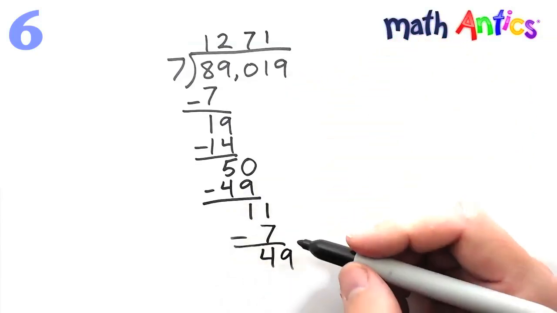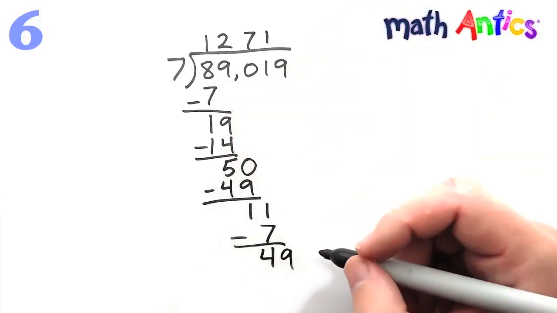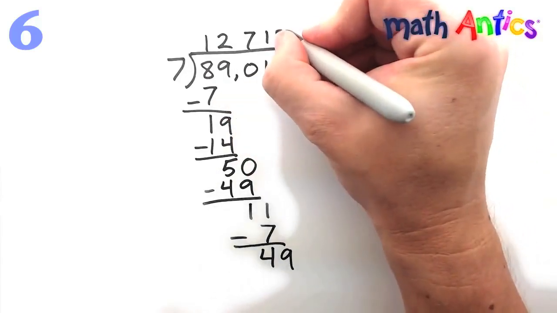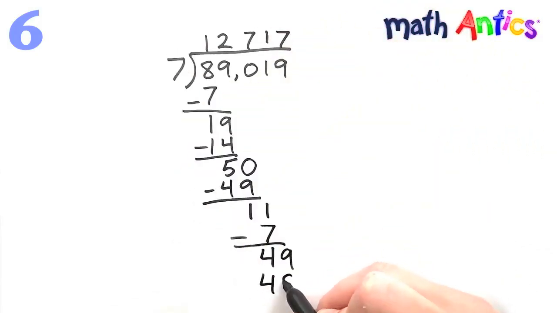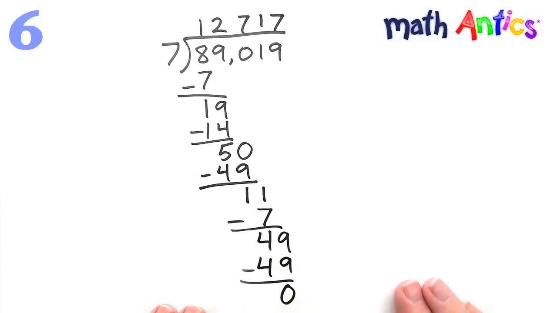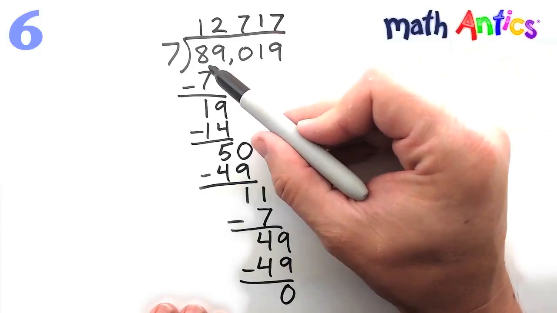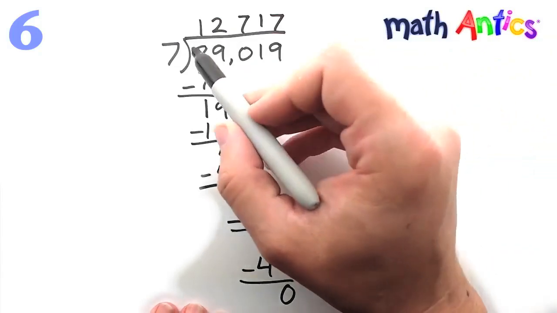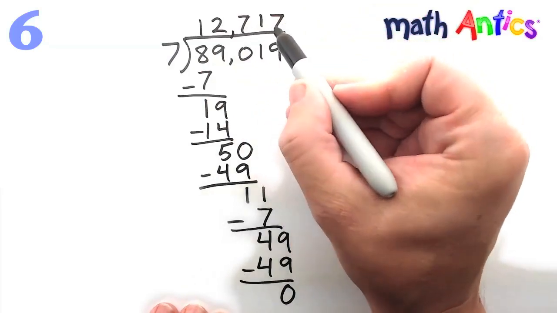Now we have 49. And well, this is nice because how many 7s does it take to make 49? It takes exactly 7 7s to make 49. So 7 times 7, 49. Subtract it. And 0 is our remainder. Perfect. Oh, I just ran out of room again. Here, let me move that up. There, now there's plenty of room. All right. So our final answer for 89,019 divided by 7 is 12,717.